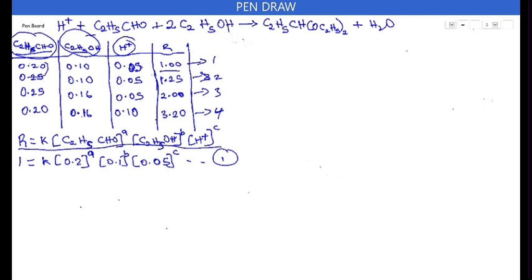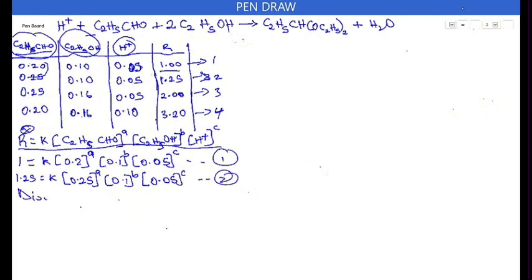And then for equation 2, the rate they give us is 1.25. So we have 1.25 is also equal to k. We are still using this particular equation. Please take note, we are following this particular equation. So k, open bracket, the concentration of C2H5CHO for the second values they give us is 0.25. So we have 0.25 followed by 0.1. Don't forget this is raised to the power A, this is raised to the power B, and the last one is 0.05 raised to the power C. Let's call this equation 2.